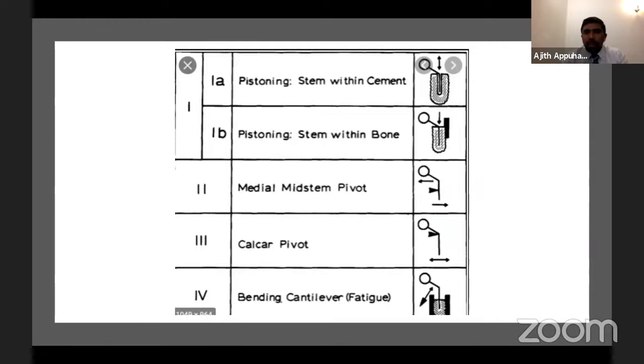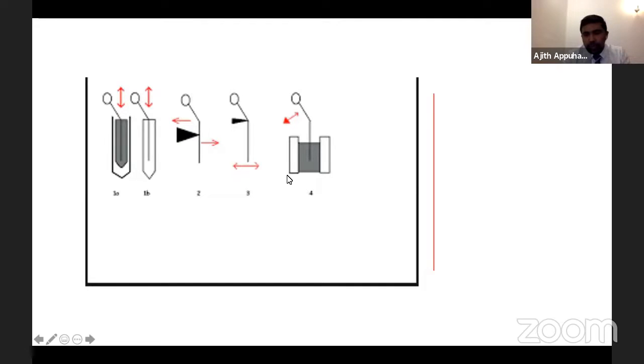The third mode is the calcar pivot. Calcar pivot is due to adequate fixation proximally, and distally it is loose. So it is toggling medially and laterally. It creates a windscreen wiper type movement. Proximally it's well fixed, distally it is loose. So here you can see it.